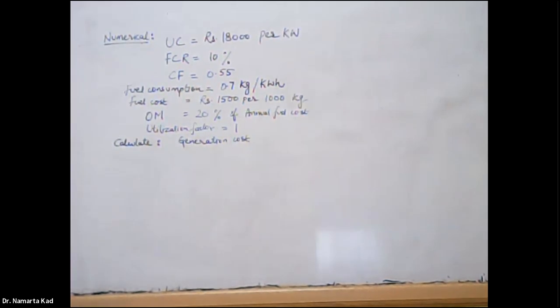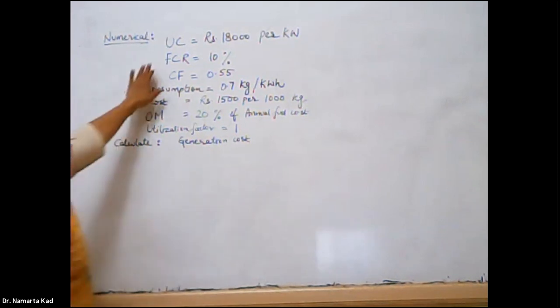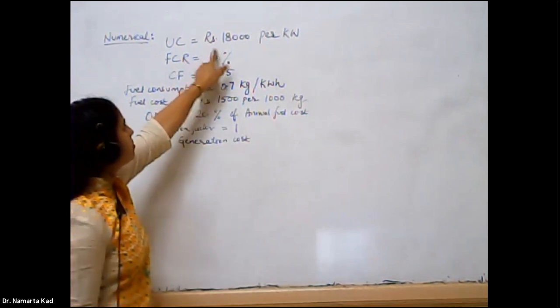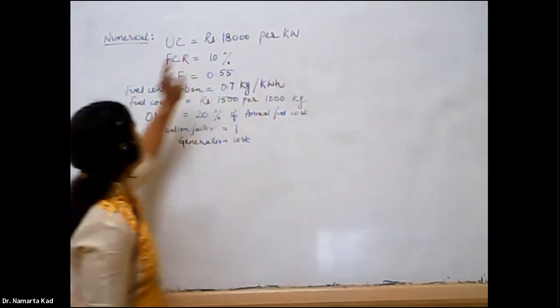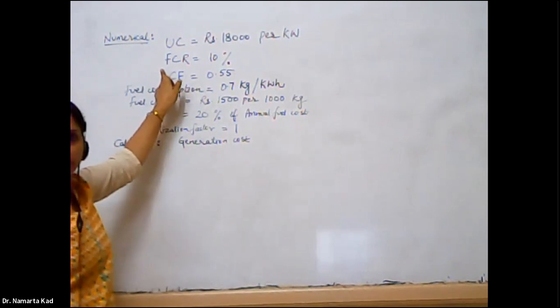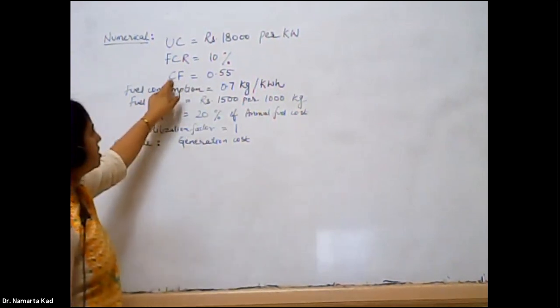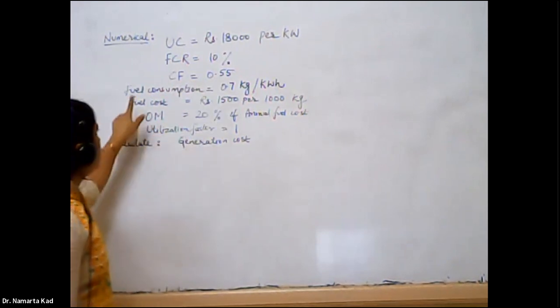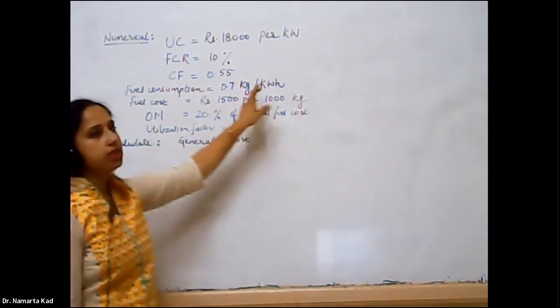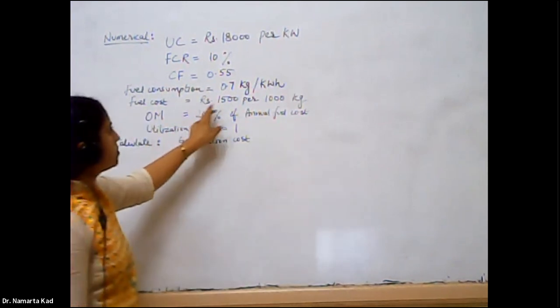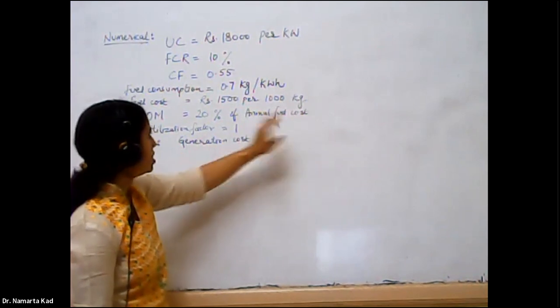Now let's do one numerical. In this numerical, what is given? UC is the unit capital cost, given as rupees 18,000 per kilowatt. Fixed charge rate is given as 10%. Capacity factor is given as 0.55. Fuel consumption is 0.7 kg per kilowatt hour. Fuel cost is given as rupees 1500 per 1000 kg.